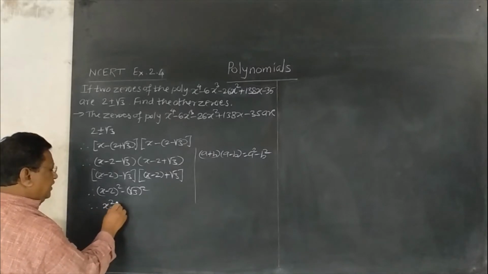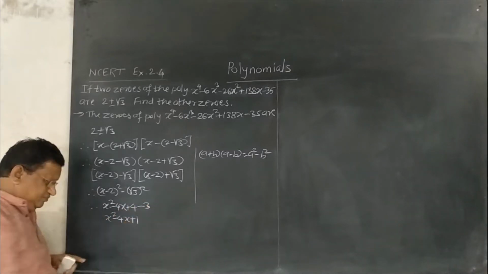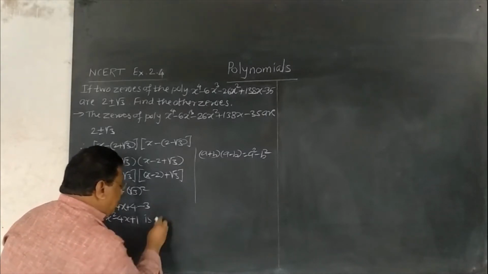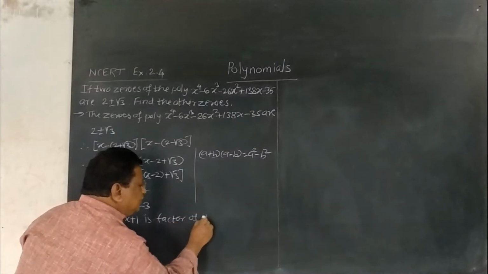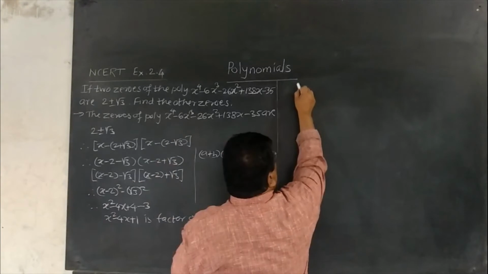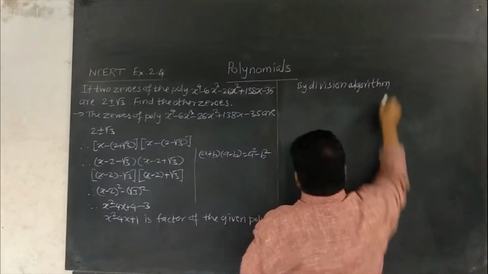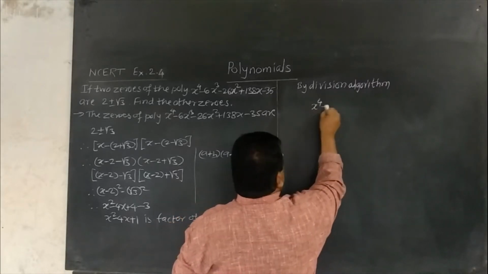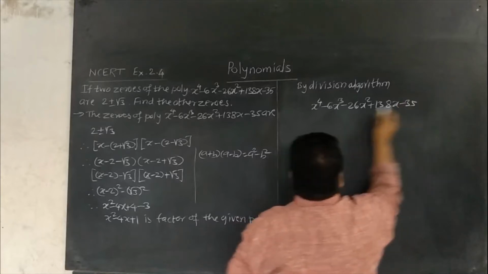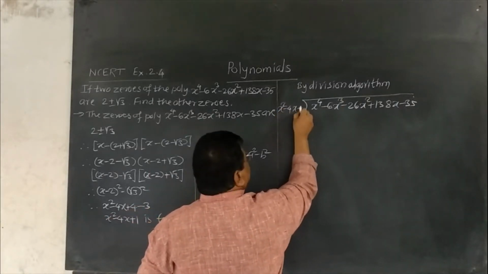Therefore, x square minus 4x plus 4 minus 3, that is x square minus 4x plus 1 is a factor of the given polynomial. Therefore, by division algorithm, x raised to 4 minus 6x cube minus 26x square plus 138x minus 35 divided by x square minus 4x plus 1.